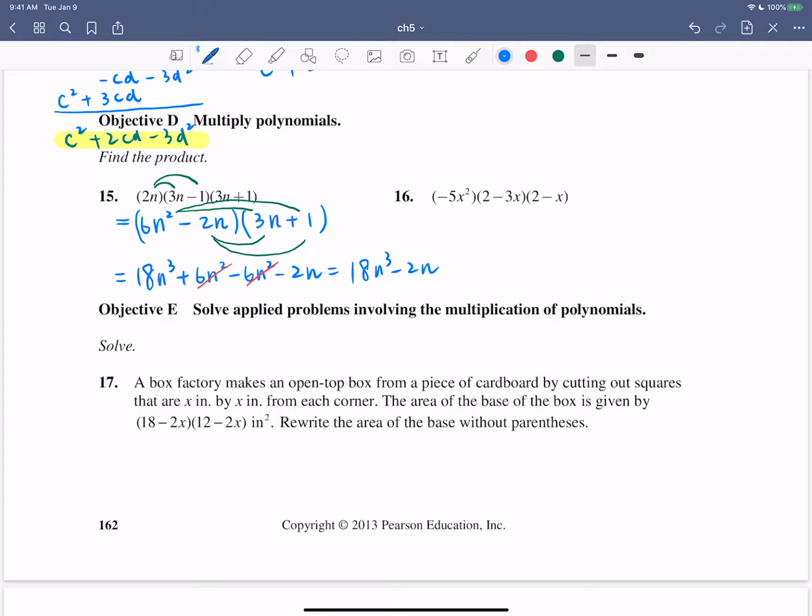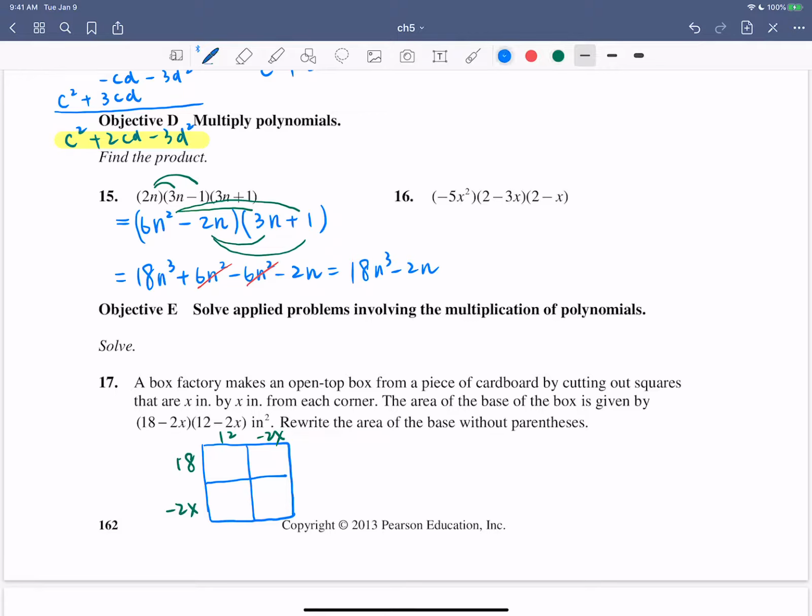You could use the area model, you could use FOIL. Since we just applied FOIL to number 15, I'm going to do the area model for this. So let's do the area model. It's binomial multiplied by binomial, so I'm simply going to cut each side into two parts. Fill out the sides. We have 18, we have negative 2x, we have 12, and we have negative 2x.